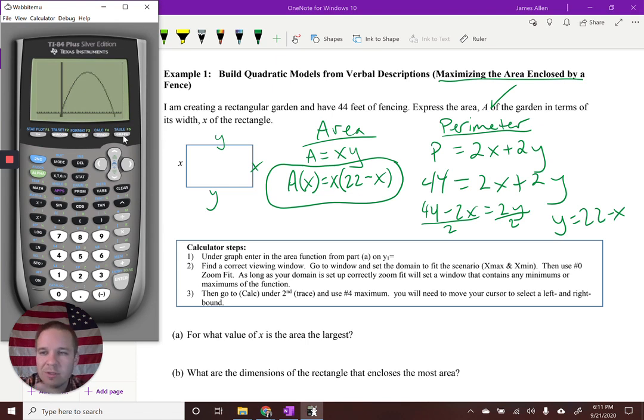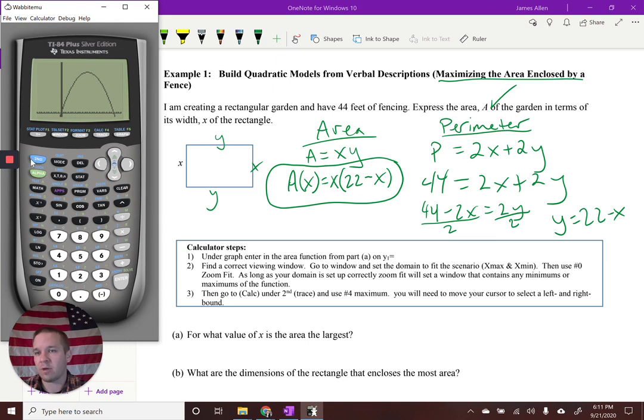So I did some general ideas here. Not that it's exact, but I just picked a couple numbers that seem like decent numbers, let's see what that area might be, and give myself a little more room. You could also do zoom fit, and that will often set it up, but sometimes it doesn't always have everything. So you can do the zoom fit and then adjust from there. It's up to you, all right? Let's continue. For what value of x is the area the largest?